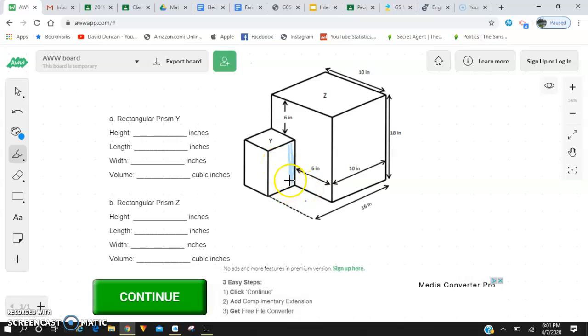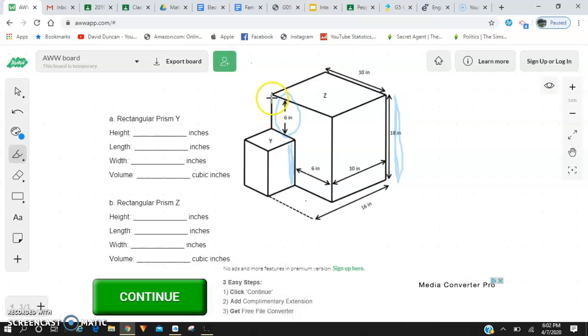So to get the height of this rectangular prism right here, I am going to look at what it's giving to me. It's giving to me that from the top of rectangular prism Z to the top of rectangular prism Y, there's a difference of 6 inches right here. Now, I also know that the overall height of this rectangular prism right here is 18.